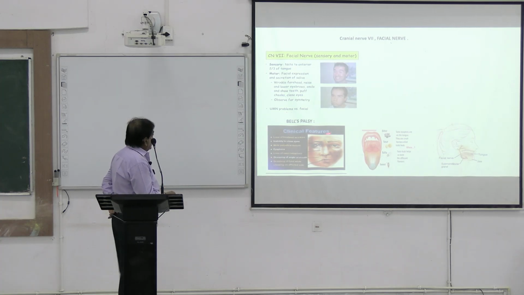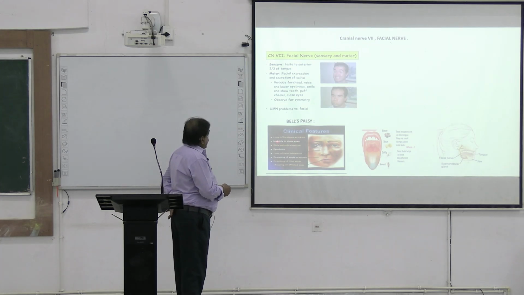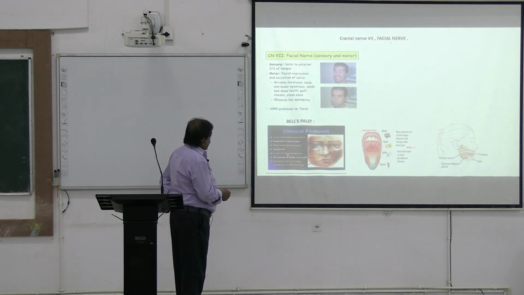Bell's palsy, clinical features: loss of forehead wrinkles, inability to close eyes, wide palpebral fissure, epiphora, loss of nasolabial fold, drooping of the angle of the mouth, dribbling of food while chewing on the affected side.